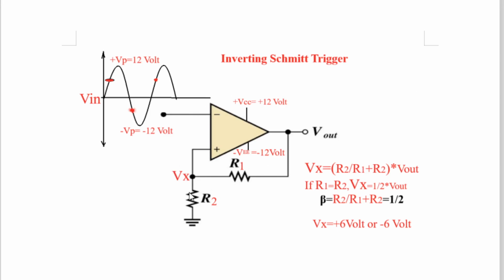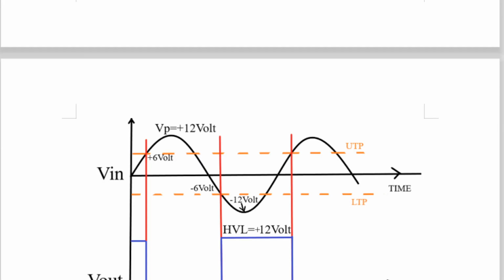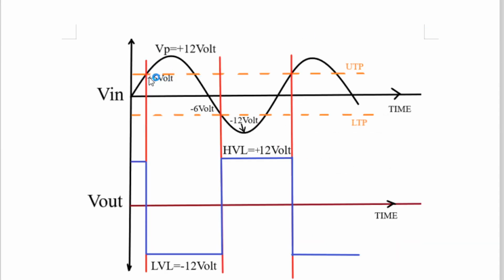Vx will change, and Vx plays a very important role here. Vx is 6 volt, therefore the upper trigger point is at 6 volt. Vx is minus 6 volt, therefore the lower trigger point is at minus 6 volt. But if you change the values of R1 and R2, UTP and LTP will change, and this is very important for hysteresis, because hysteresis is nothing but the difference between the voltage of the upper trigger point and the voltage of the lower trigger point. So the hysteresis width can be increased or decreased. That you will come to know from the graph I am going to explain.